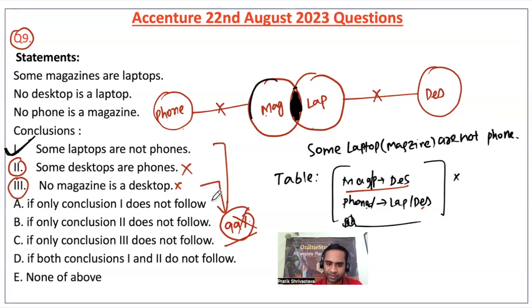If only conclusion one does not follow, if only conclusion three does not follow, if both conclusions one and two do not follow, my answer will become none of these.